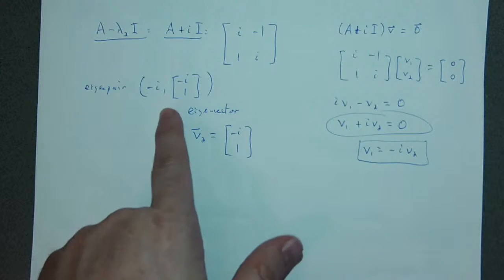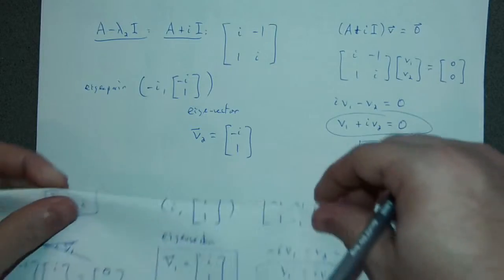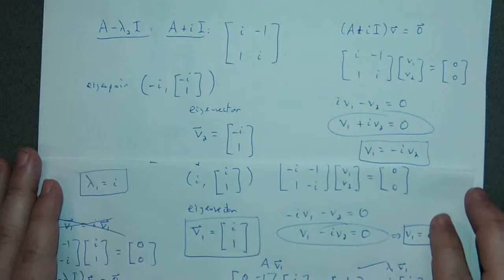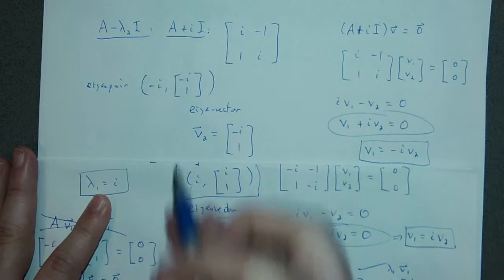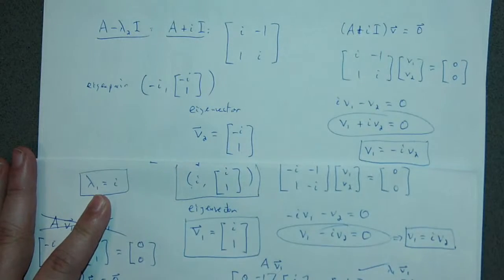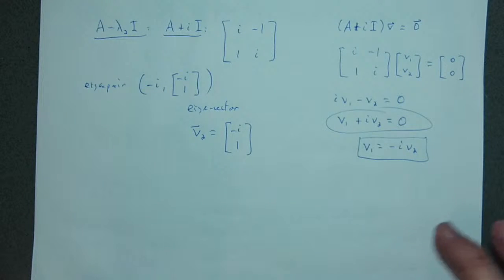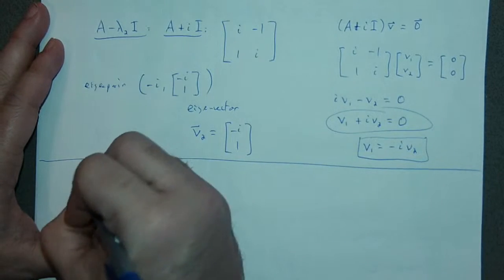What do you notice between this and what I have written in the previous example? You notice anything? So here's my eigenpair from the first eigenvalue. Here's my eigenpair for the second eigenvalue. You notice any pattern here? So this might require me to refresh your memory when it comes to complex numbers. Yeah, it's the conjugate.